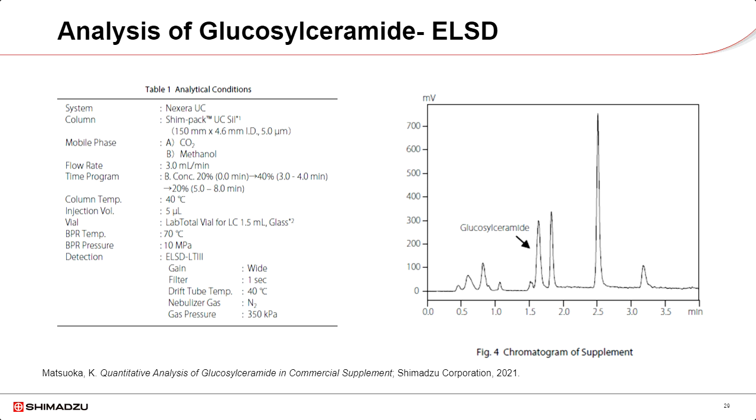So here's another example of SFC separating out a small molecule. In this case, we're using an ELSD. Yes, you can use ELSD as well as mass spec, PDA, and UV detectors with SFC. So in this analysis of glucosylceramide, you notice that the target molecule is coming out in less than 2 minutes, total runtime less than 4.